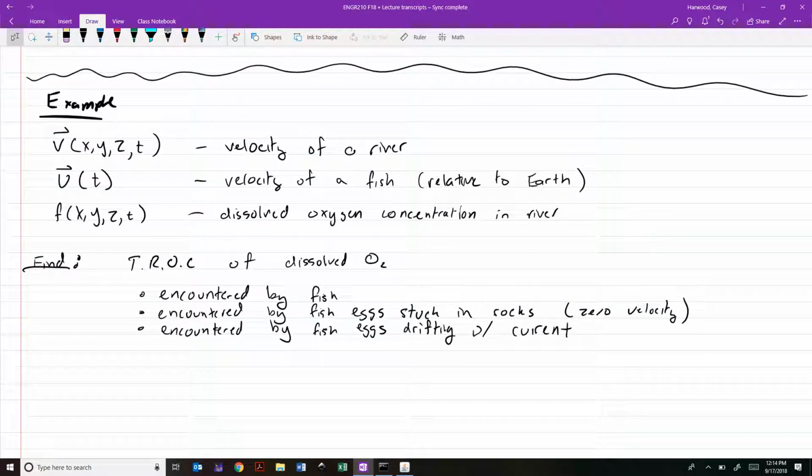So take about 2 or 3 minutes here and go ahead and talk amongst yourselves. Get pointers from the guy sitting next to you, and see if you can come up with the expressions in terms of v, u, and f that we would use to write out each of these terms.